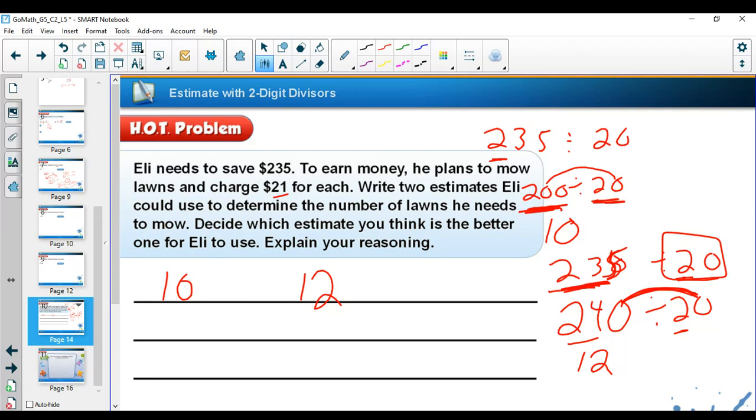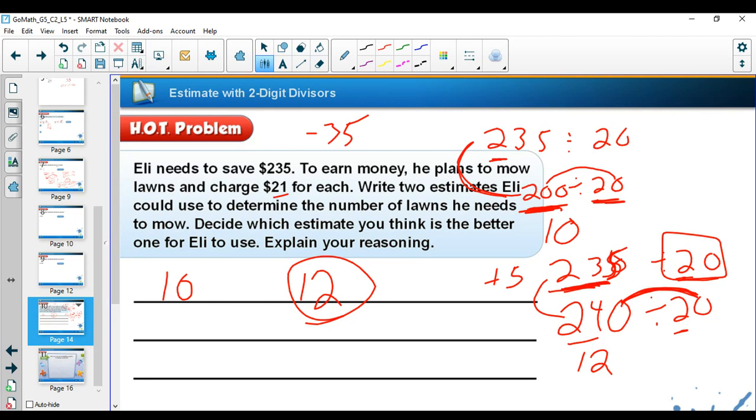If we think about how far 200 is from 235, well, the difference between those two is that we subtracted $35 from our total. Now, when we look at the difference here between 240 and 235, we added $5. So this estimate is closer to our original problem. So 12 is going to be the better estimate for how many lawns he needs to mow in order to save $235.